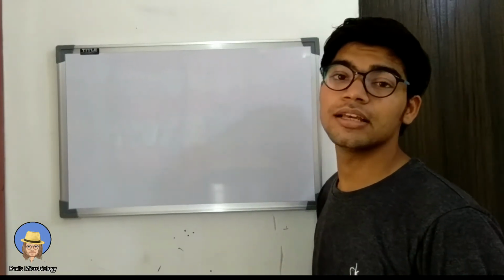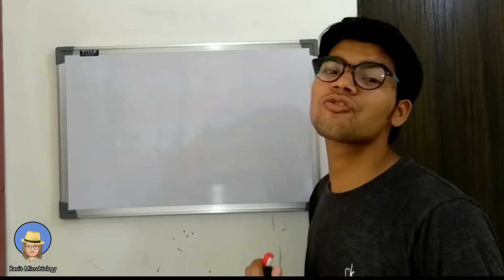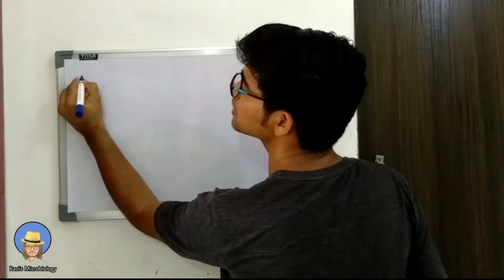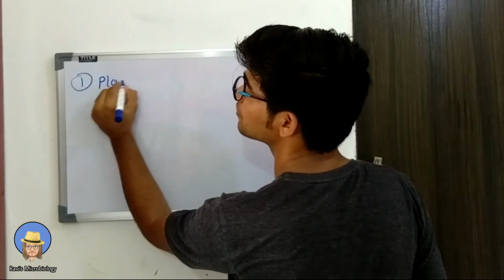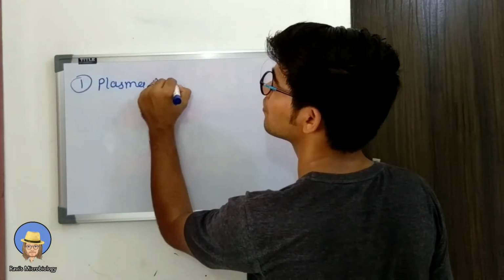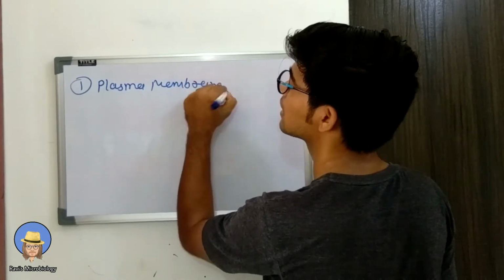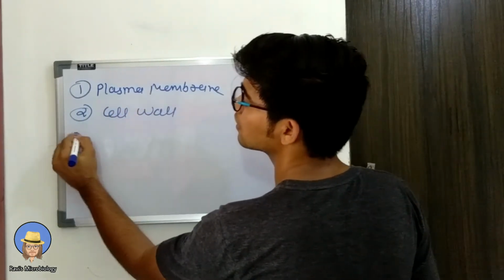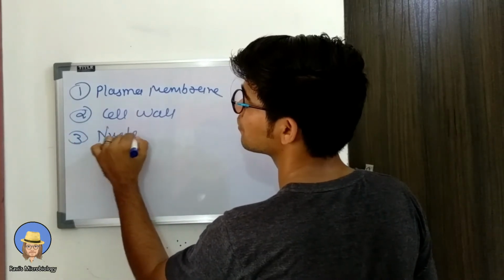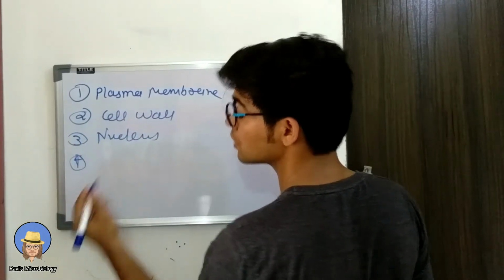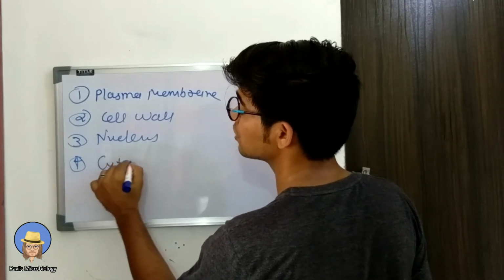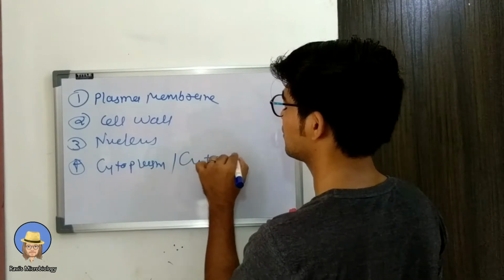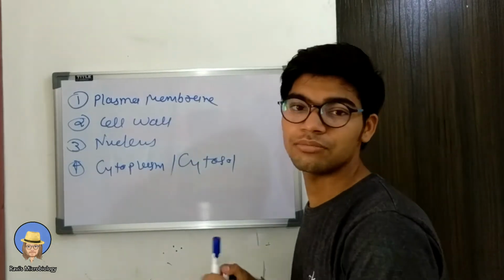If we see a cell in a microscope, there are 3 or 4 basic things we should always see. First is the plasma membrane, second is the cell wall, third is the nucleus, and the fourth and last is the cytoplasm or cytosol. So we should know them one by one.